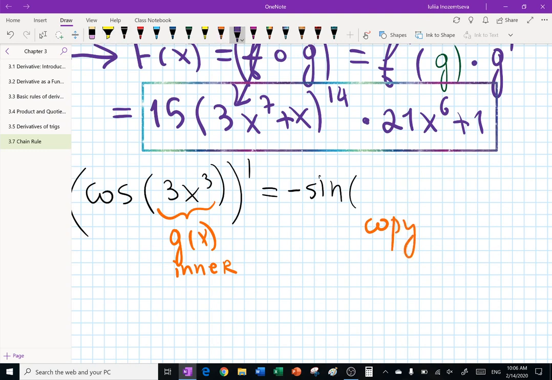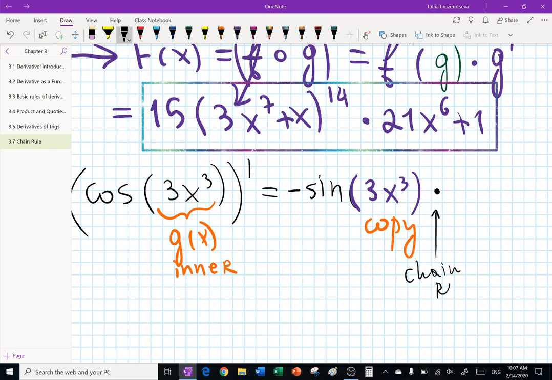Copy. Let me do a different color. 3x cubed. Do not touch it. So, yeah, I want to write down: do not touch it yet. Remember this. Now you're done with the outside piece. Outside piece is over. So you do times, and this is actually the moment when chain rule happens.